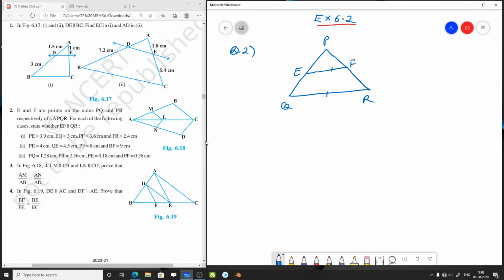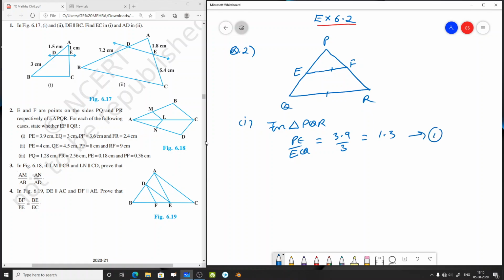So let us start the first part. In triangle PQR, we'll find the ratio of the two parts which the line EF divides. So PE over EQ equal to 3.9 over 3. So that will be equal to 1.3. So that is the equation number 1.